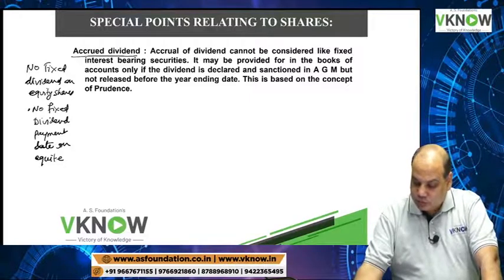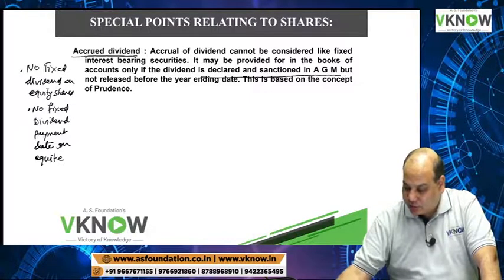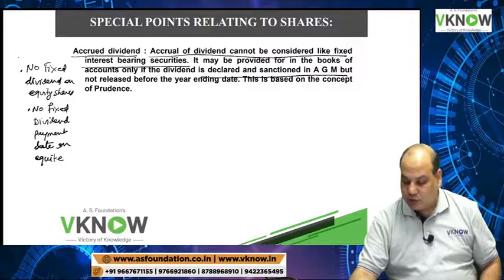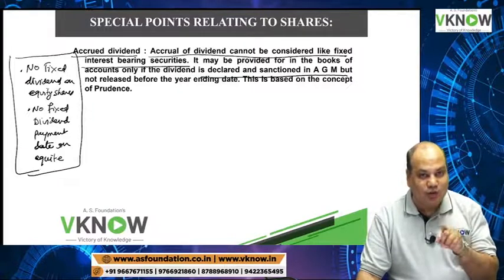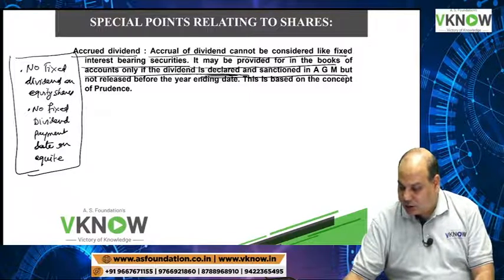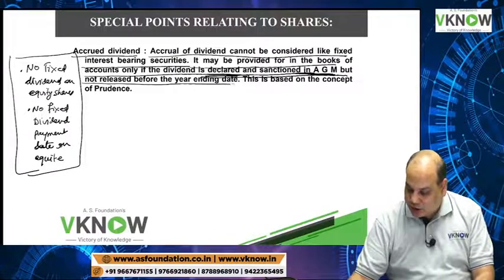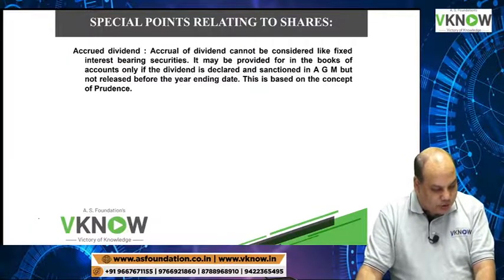We are going to only provide for dividend when the dividend has been properly declared and sanctioned in the annual general meeting. Accrual of dividend cannot be considered like fixed interest bearing security. In the last 7 or 8 questions that we have solved, we have passed entry for interest accrued. Not now, only if it is declared and sanctioned in the AGM, annual general meeting, but not released before the year ending date. This is based on the concept of prudence.